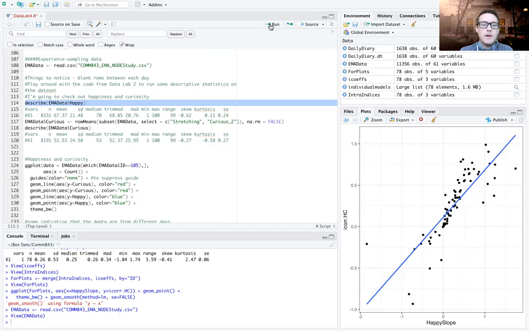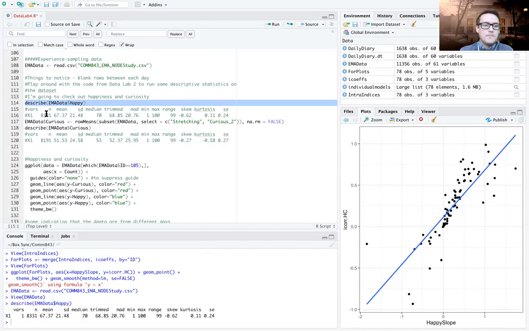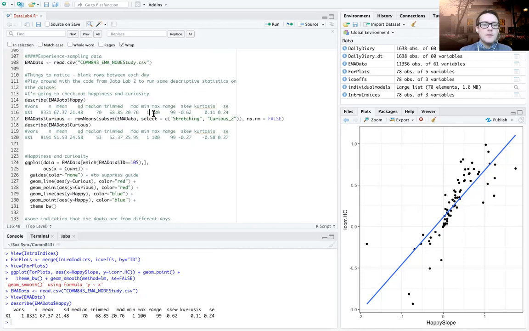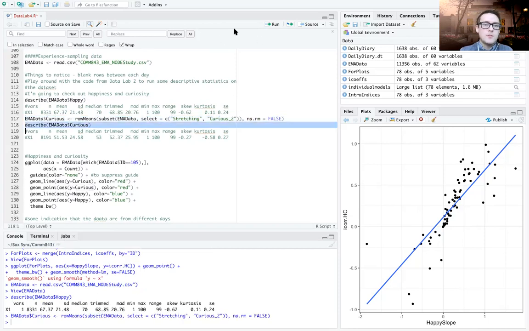So let's just describe that for the sample as a whole. And I plugged it up here. The mean was 67. Min and max was 1 to 100. There's no crazy values that shouldn't be in there, so that makes me happy. Again, curiosity was measured with 2 items. So I'm just taking row means, and then I'm going to describe this.